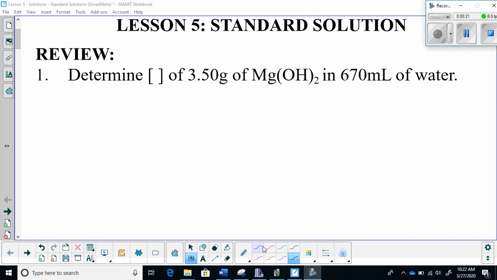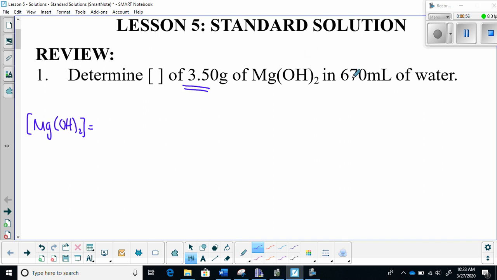Right, so we are going to be looking for the concentration of magnesium hydroxide. So what we've done is we've taken a mass, we've weighed it out, we want to dissolve it into 670 milliliters of water, and we want to determine what concentration we'll actually have in that solution. So we are looking for the concentration of magnesium hydroxide. To do that, we have to start with what we know. We know that there is 3.5 grams.